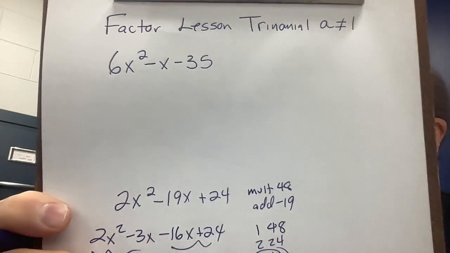And now let's get even tougher. All right, this multiplies to be -210, and it adds to be -1. The negative x is a -1x.